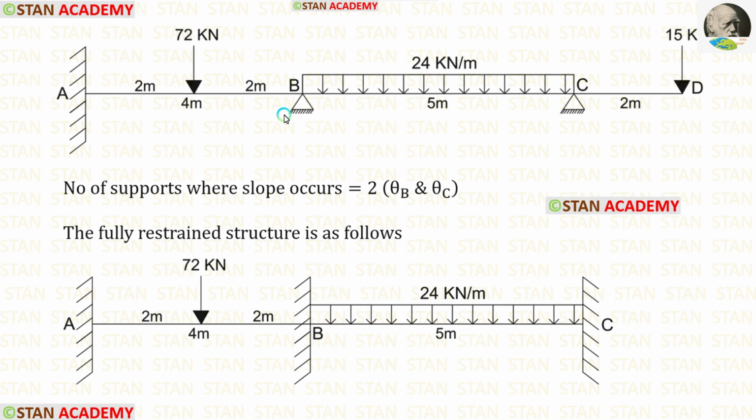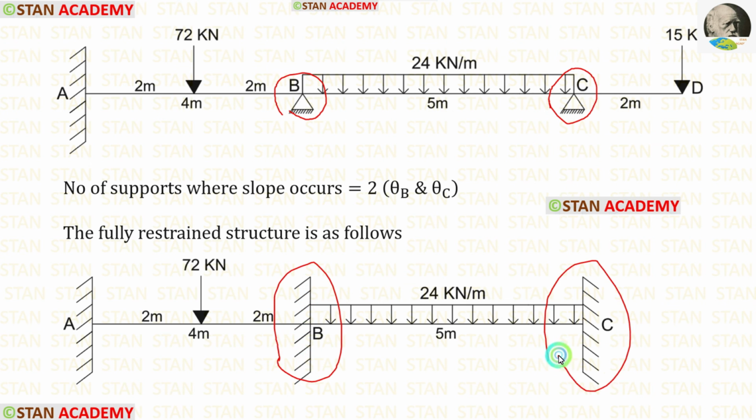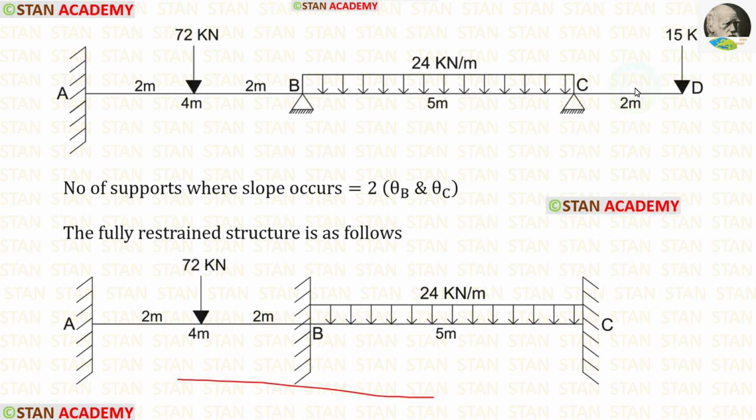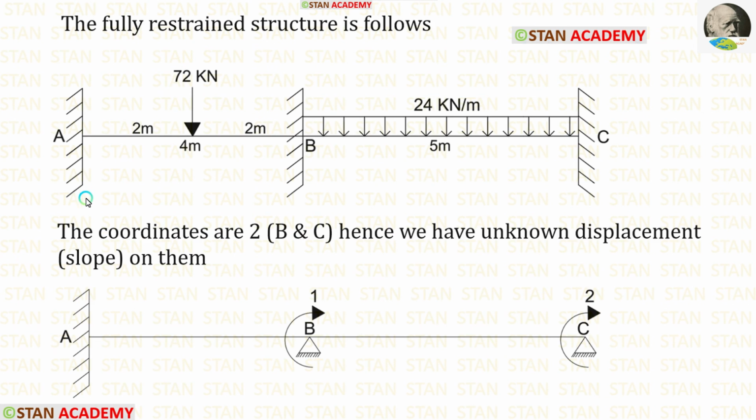So let us remove the hinged supports from the point B and from the point C and replace them with the fixed supports. In the restrained structure, no need to consider the overhanging span. Now in this beam there will be no displacement because all of the supports are fixed. That is why it is called the fully restrained structure. We have made the fully restrained structure.